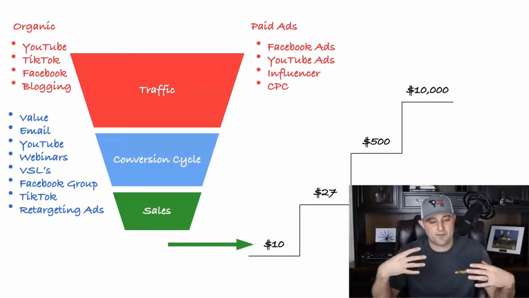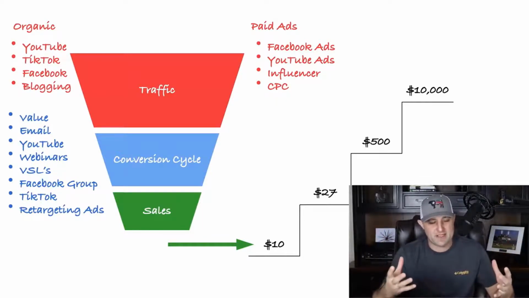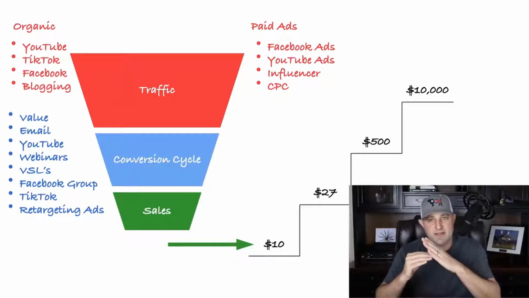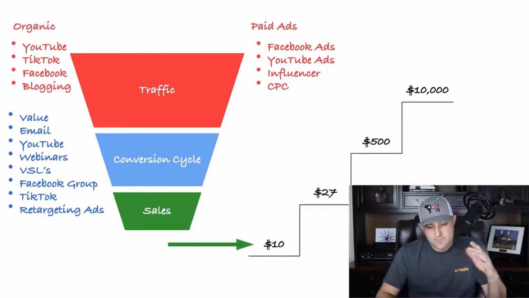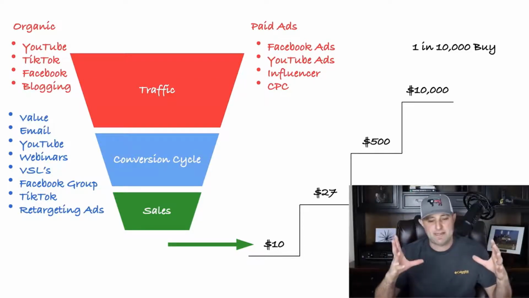But here's where we put these two things together, and this is where the magic happens. And this is what allows us to actually make more money if we're using organic traffic or scale if we're using paid ads. So think of it like this. Let's take a step back. Let's say 10,000 people enter our traffic conversion cycle. We generate 10,000 leads. Let's say of those 10,000 leads, 1,000 buy the $10 product, 500 buy the $27 product, 100 buy the $500 product. And out of those 10,000 leads that we generated, let's say one person buys the $10,000 product.